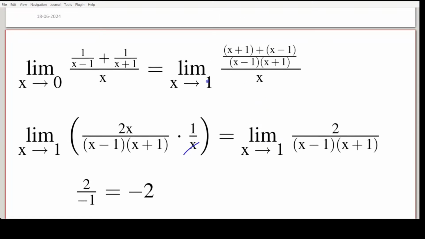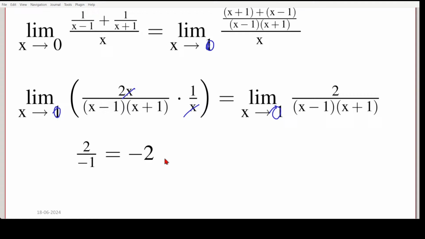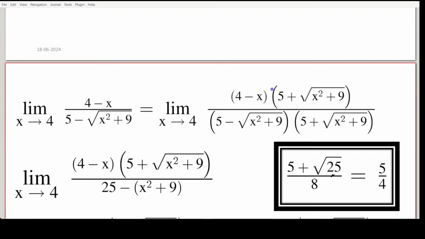I think there is a printing mistake here. How did limit x tends to 0 become x tends to 1 in the next step? Oh, I think that is the reason. Okay, the common factor is x, right? Yes, sir. Okay, now that we removed that, we were good to go.